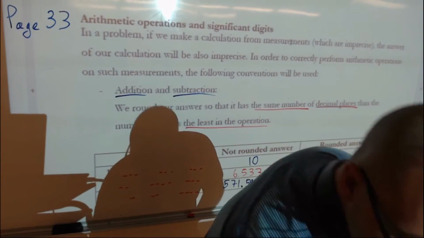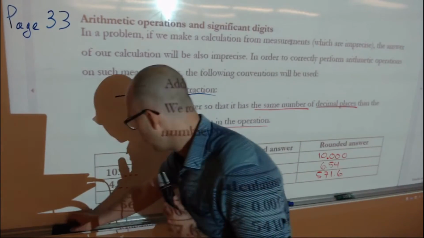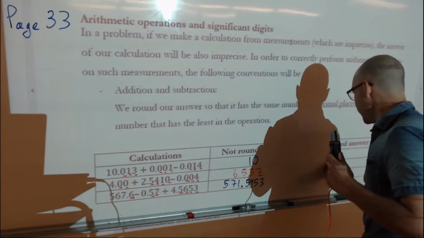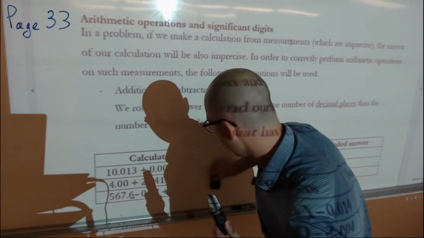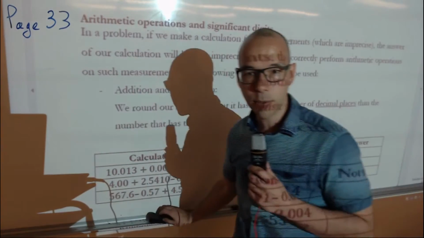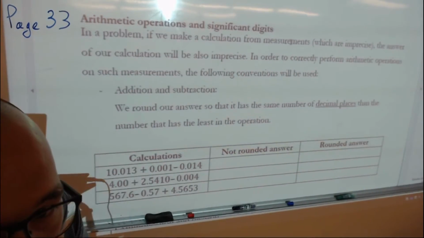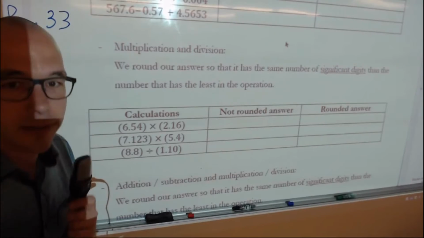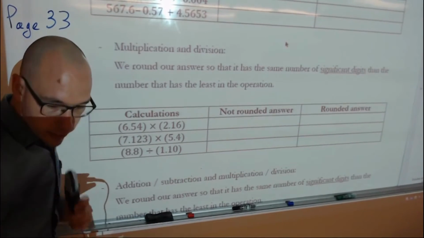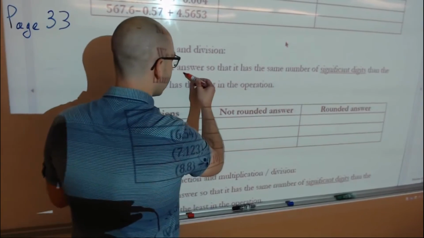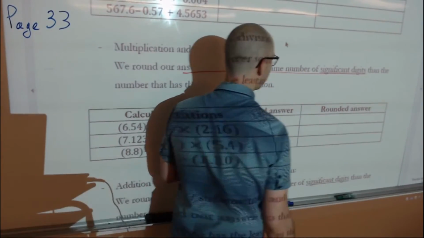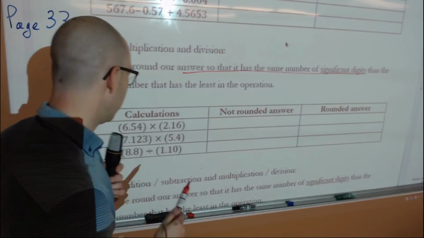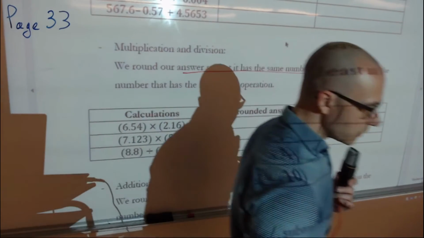I'm going to do the multiplication and division part. It's going to be a little different for division and multiplication, but not by a lot. You're going to see that we're not working with decimal places, but with significant digits. So for multiplications and divisions, we have to round the answer so that it has the same number of significant digits. So we're not working with decimals here. We're working with significant digits.